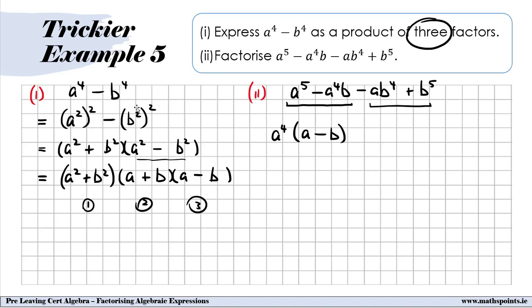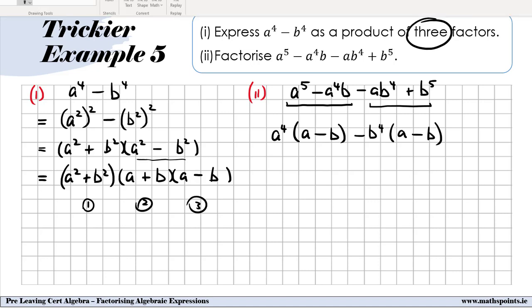Then I'm going to take the second pair, and I can see that the common factor in the second pair is minus b to the power of 4. If I have minus ab to the power of 4, and I divide minus b to the power of 4 into that, I'm left with a. And if I have b to the power of 5, and I divide minus b to the power of 4 into that, I get minus b. We know that we're on the right track because the two brackets are exactly the same.